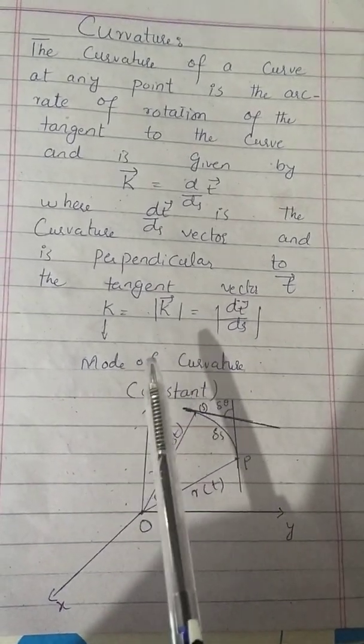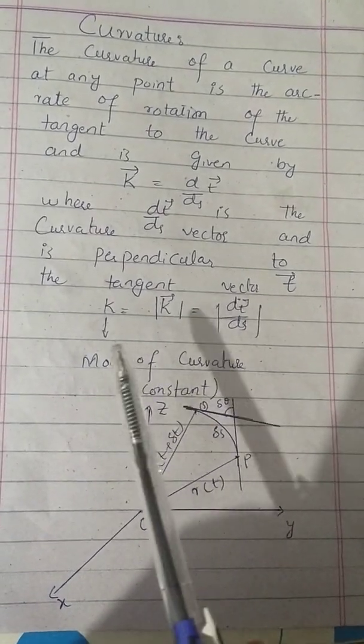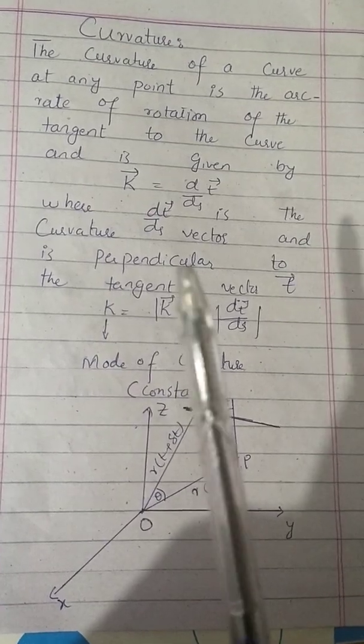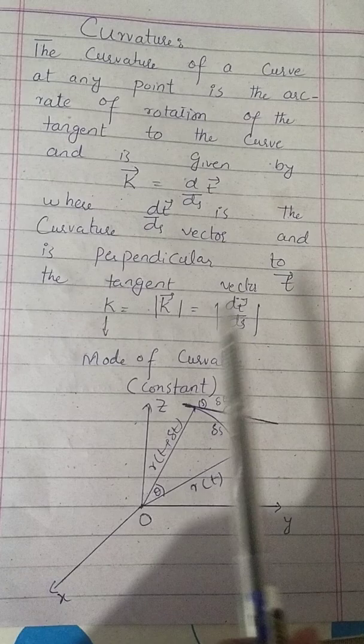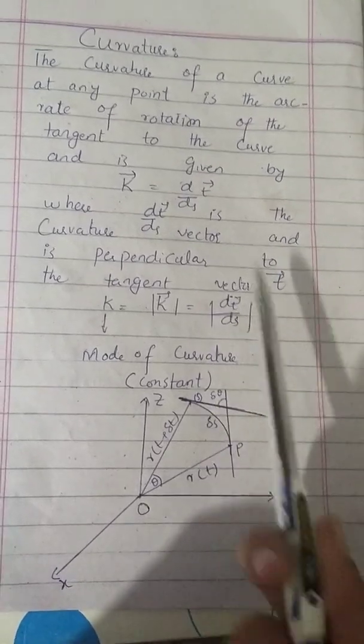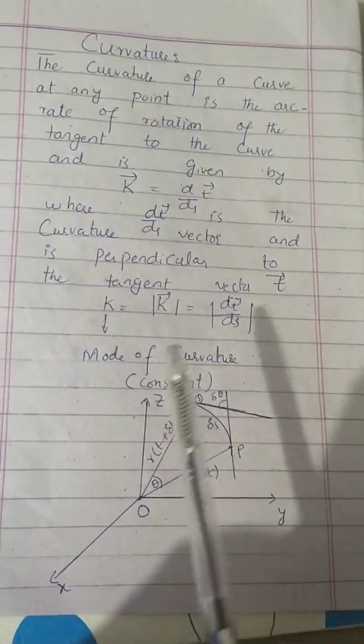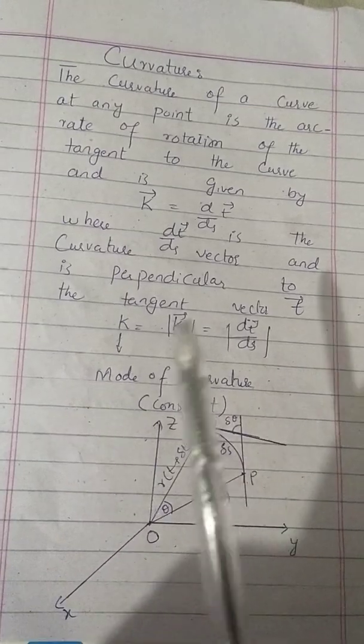Now k is equal to the magnitude of k, which is equal to the magnitude of dT by ds. So here we only substitute k is equal to dT by ds and also put a mod on this, which is equal to the magnitude of the curvature.